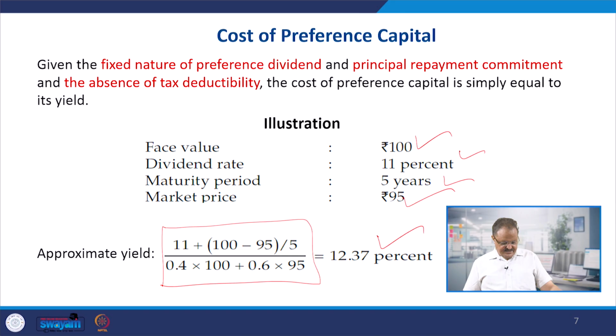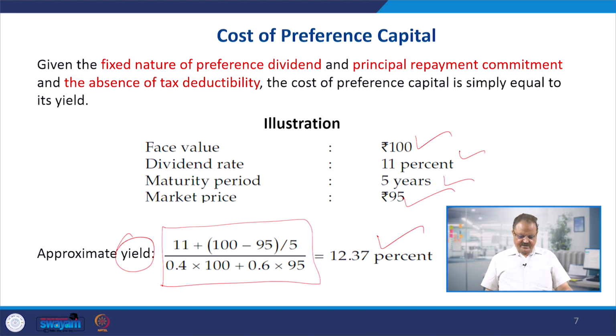So you can understand now that if, as an investor, you are satisfied with 12.37%, then fine. If you are not satisfied with the 12.37%, you can look for other avenues of investment. But the cost of preference capital to the company is also 12.37%, and the approximate yield to the investor is also 12.37%. So a company which is paying a dividend of 11%, finally, on the basis of the approximation method, 12.37% is the cost of the preference capital in this case. The yield to the investor is 12.37%, and the cost to the company is also 12.37% for this preference capital.